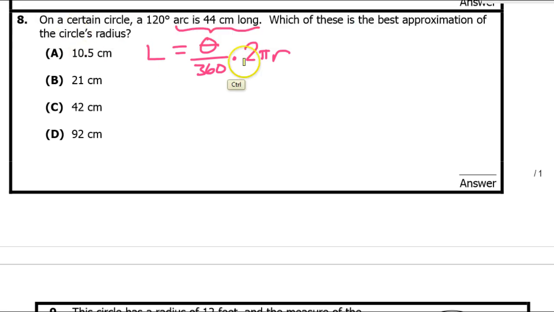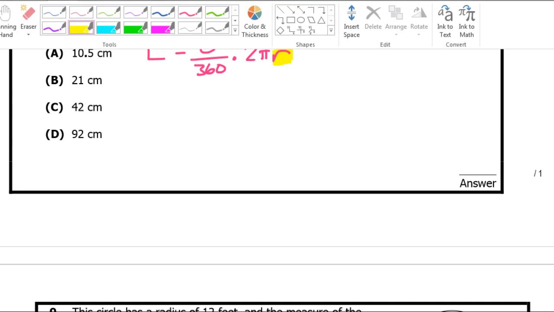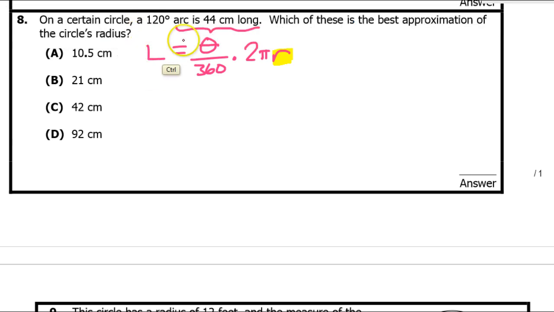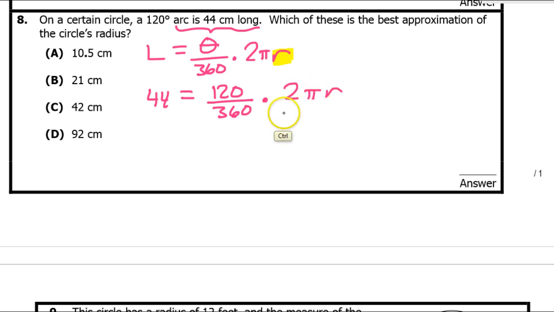So in this case, they're asking us to find the radius. That's what we're looking for. So that means we are given the arc length and we are given theta, which is either the central angle or the arc measure. Theta is in degrees, so look out for degrees. We're given the arc length, which is 44 centimeters long. So the 44 goes first. We are given 120 degrees. That is theta. So that's 120 degrees out of 360, times 2 pi r.